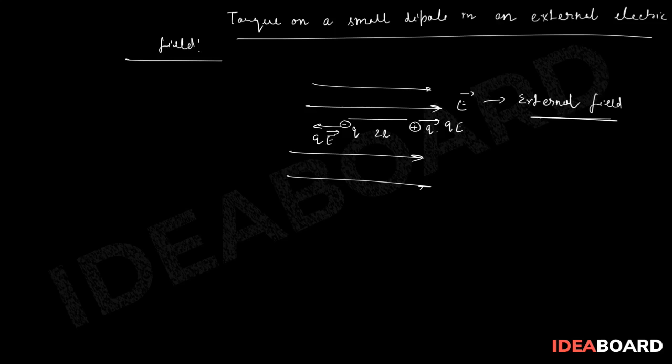So what we have done, we have rotated this dipole by a certain angle theta such that we are able to see the phenomenon of torque developed. So suppose that we have a dipole like this, minus and plus. Of course you know that this QE force will be on this side, and this QE force will be developed in the opposite direction, right? So this is the force.